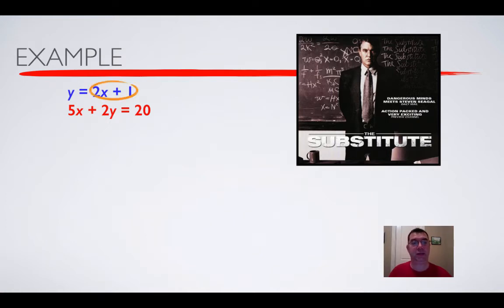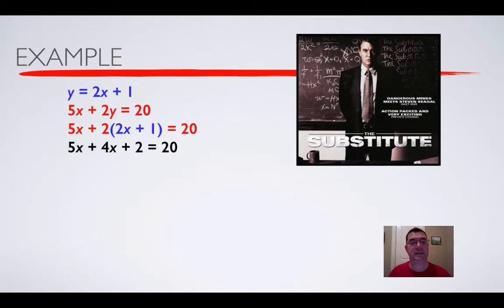So what I do is I see that y is equal to 2x plus 1. So in the second equation, the red one, I'm going to replace y with 2x plus 1 in parentheses. So now my equation reads like this: 5x plus 2 times what y was equal to, 2x plus 1, equals 20. Okay? And now, if you look at that equation, that only has x's in it. So I can solve an equation if it only has one variable. So if I expand the parentheses, I get 5x plus 4x plus 2 equals 20.